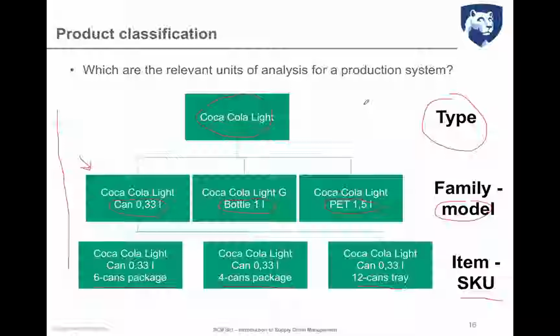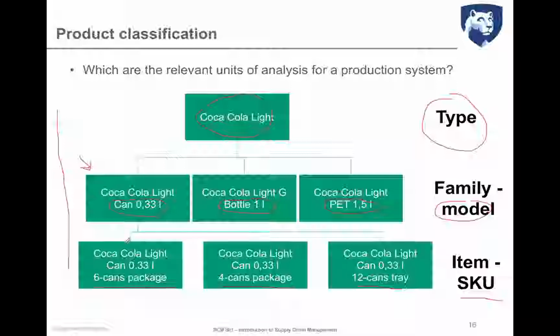Instead, for supply chain, it is important to highlight all three levels because we need to know that there is one type of product which is Coca-Cola Light, which is distinguished from the other ones, but also that Coca-Cola Light can be realized in three different families, and probably these three different families require a different configuration of the production system, because if I realize a can of 0.33 liter, I need a configuration of the machineries which is different from realizing a bottle of 1 liter, which is different from realizing a PET of 1.5 liter.